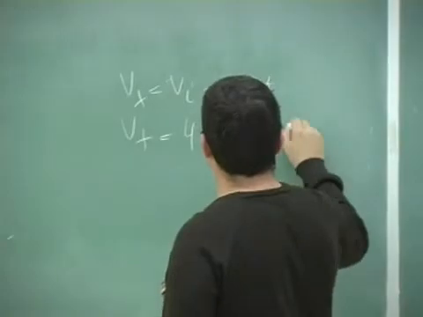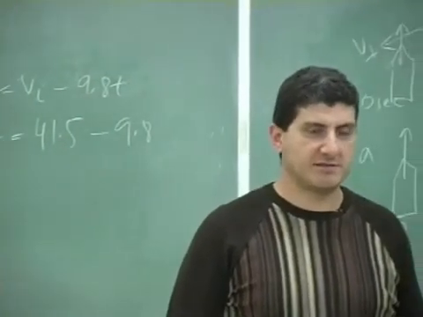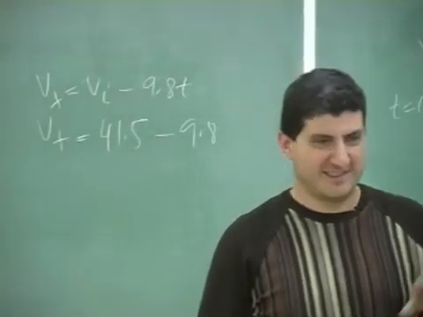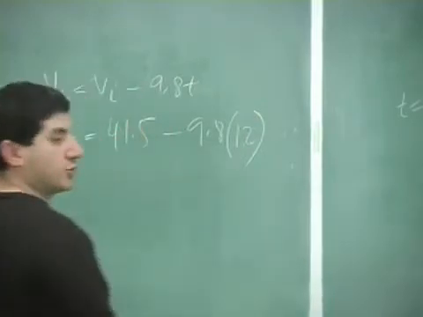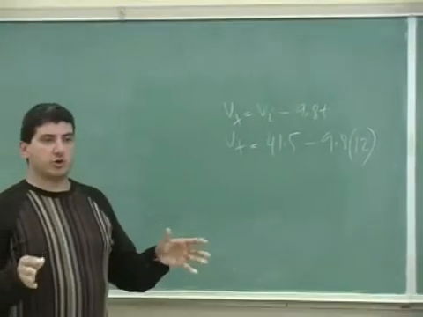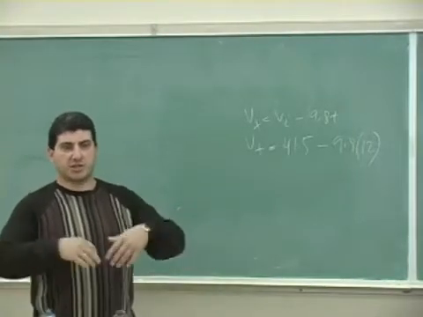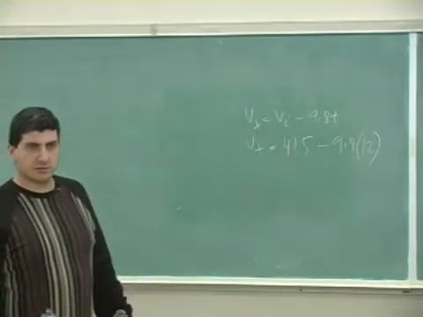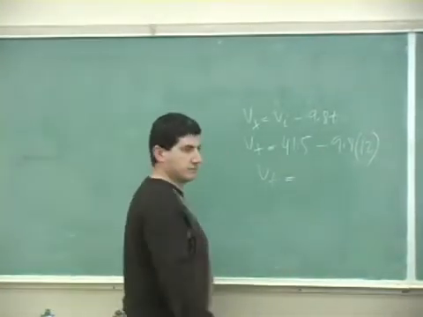Minus 9.8, what's T? 20 seconds? 12, okay? You see all the pitfalls here you've got to avoid. So 12 seconds, not 20. Nowhere in this problem should you ever use 20, because the two stages are completely separate. Okay? So 41.5, that's going to be the final velocity.